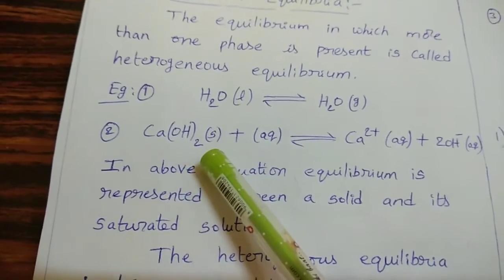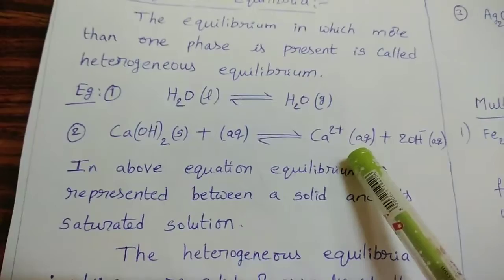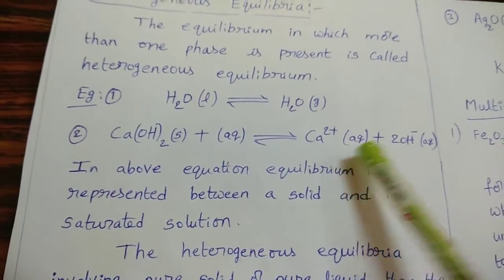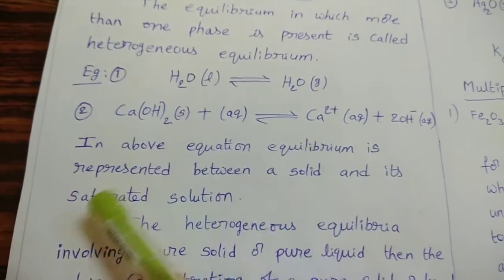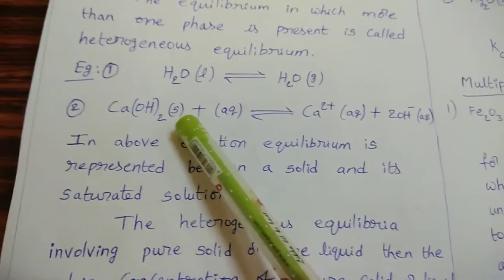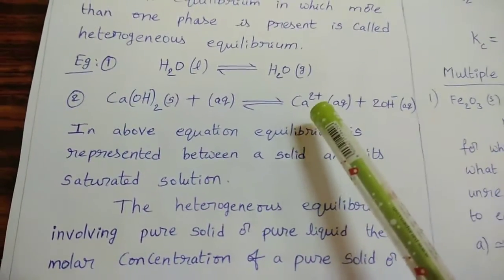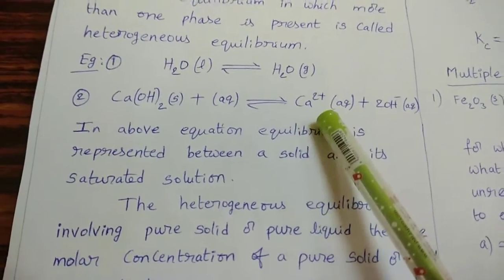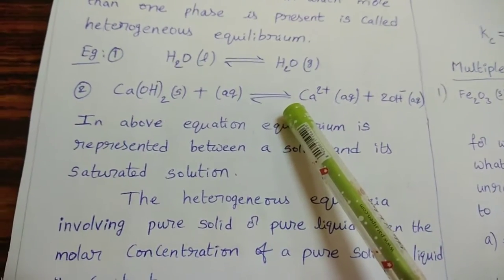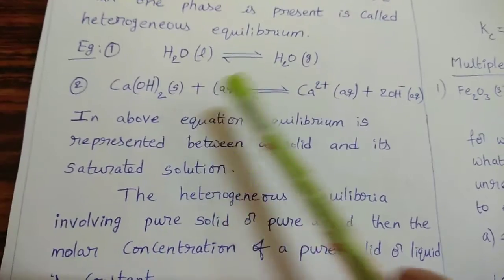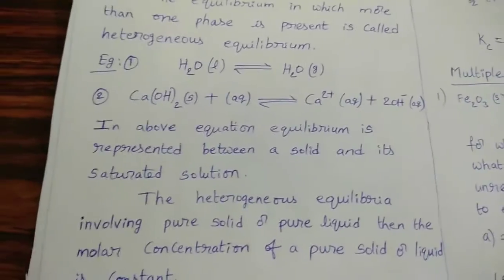Next, calcium hydroxide solid gives rise to Ca2+ aqueous, present in aqueous solution state, plus 2OH minus aqueous. In the above equation, equilibrium is represented between a solid and its saturated solution. This solid and its saturated solution contains calcium ion and hydroxide ion. So this equation represents equilibrium between solid substance and its saturated solution. So it is also heterogeneous equilibrium.